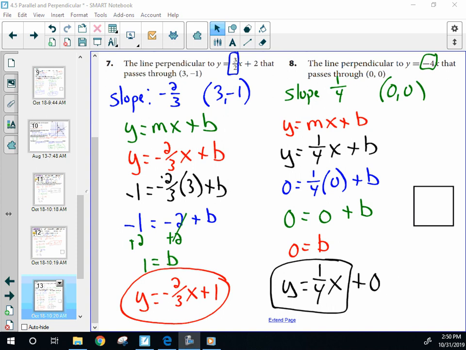So now you've got the answers here. Y equals negative 2/3 x plus 1 is the first one, and y equals 1/4 x is the equation of the second one. What you will notice in number 8, the y-intercept is 0. If the y-intercept is 0, I do not need to write it. Instead of writing plus 0, I don't need to add it.